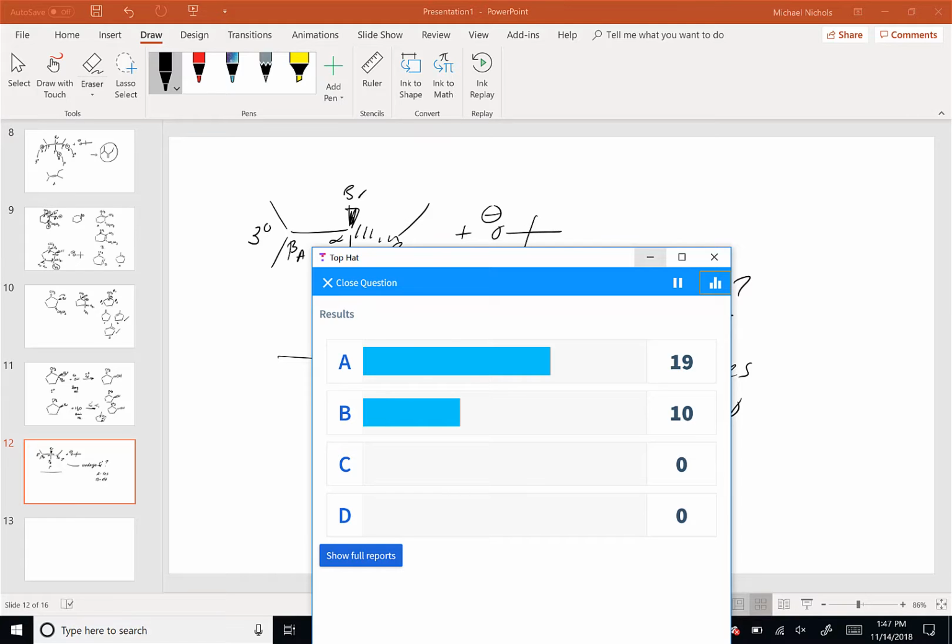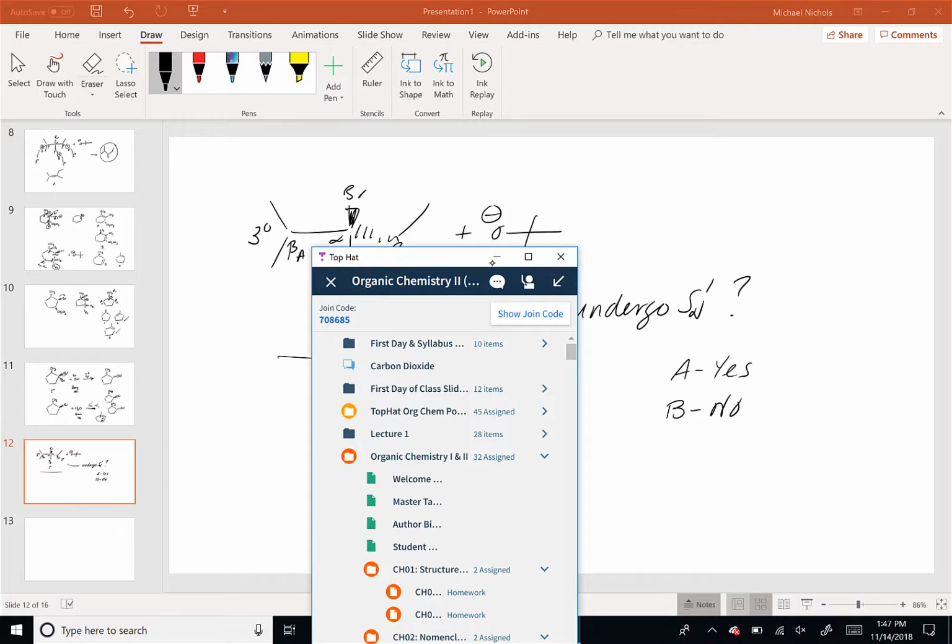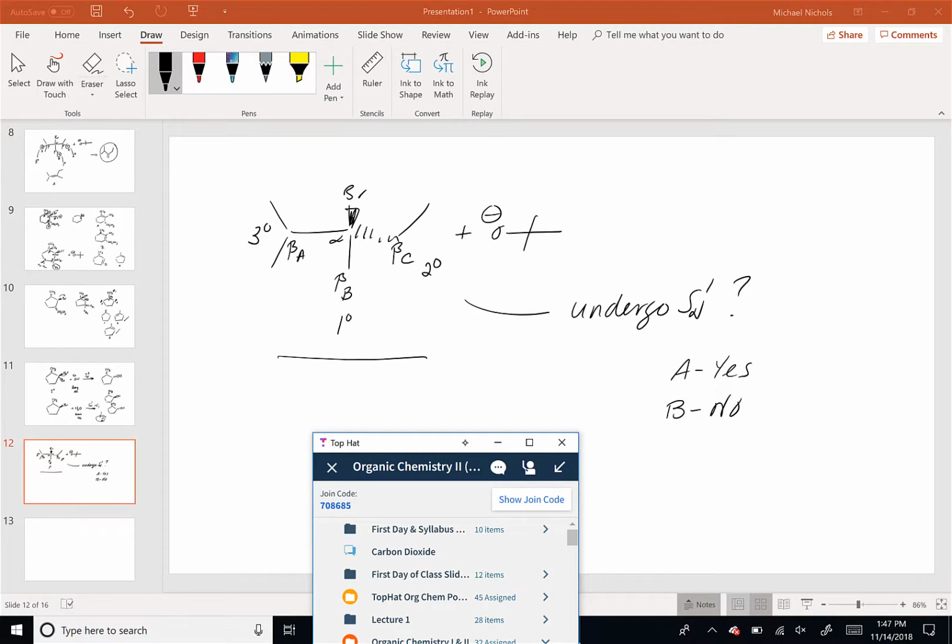All right, A is, will it undergo SN1? A, yes. B, no. That actually wasn't the question I wanted to ask. But yes, it will undergo SN1 because it's a tertiary halide overall. My real question was going to be, does it undergo SN2? Right? Because that would be the other one. Does this one undergo SN2? It's a tertiary halide, can't undergo SN2.